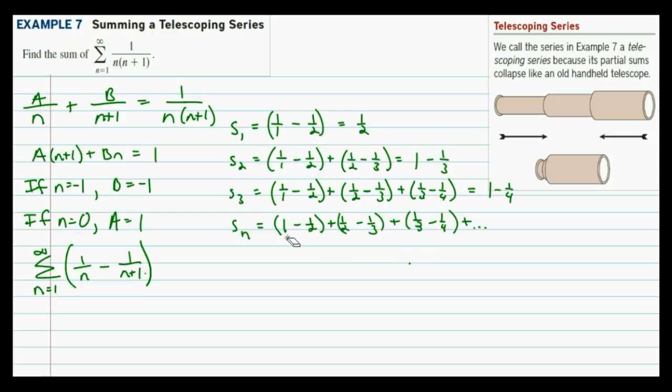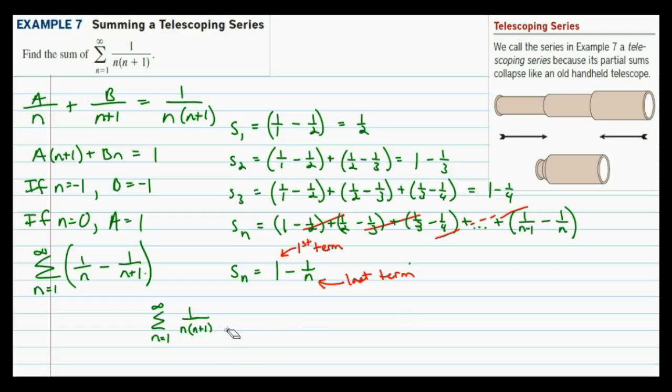So overall, if I were going to look at the nth partial sum, all these middle terms cancel out. So all I'm left with is 1 minus 1 over n, which is my first term and my last term. Again, this telescoping concept. It's really only the first part and the end part that matter.